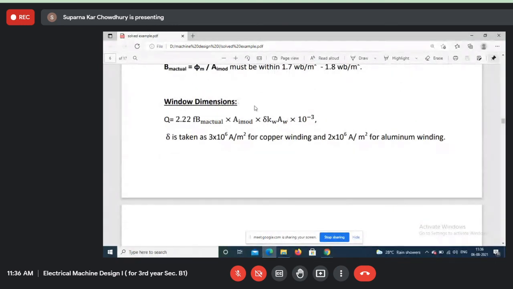So from here we have to go to the window dimension. So now we have BM value, we have AI value, all calculated modified values, not the starting values. So putting this in this equation, Q is known, what is unknown is AW, and KW we have to assume.